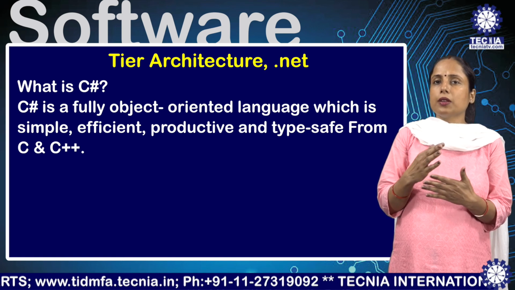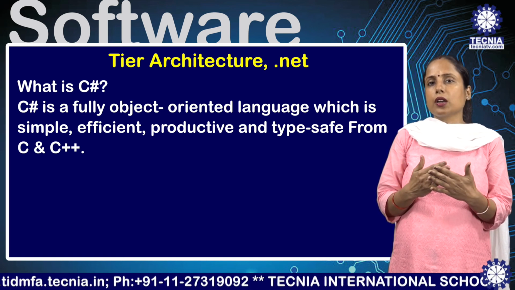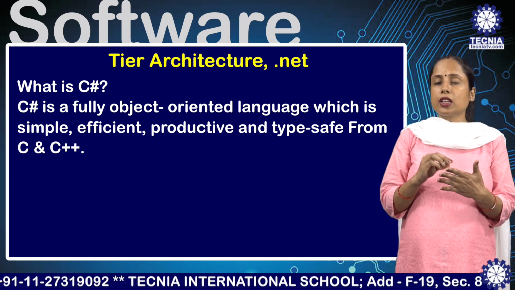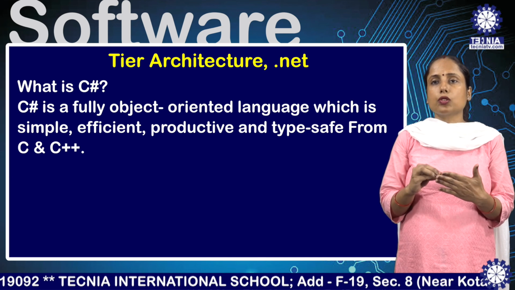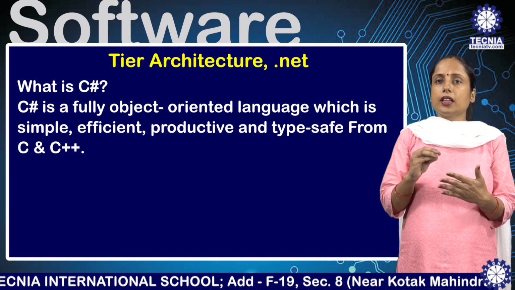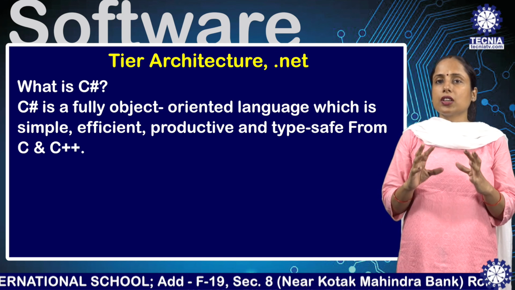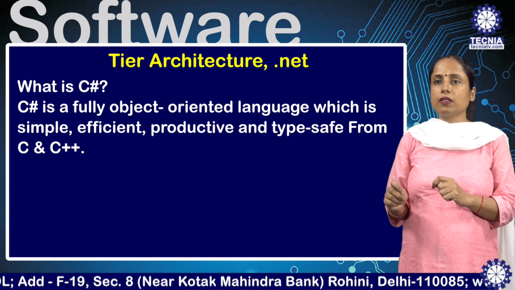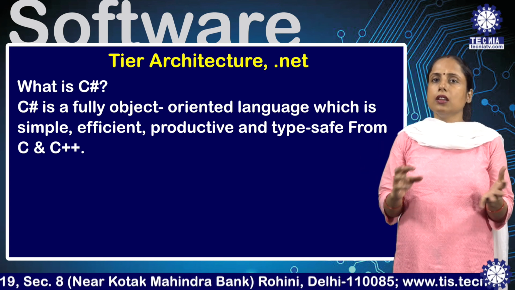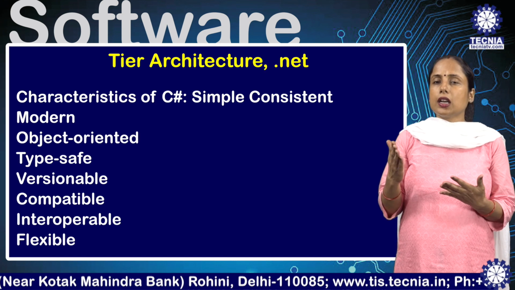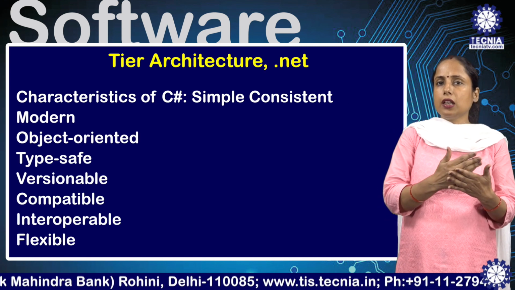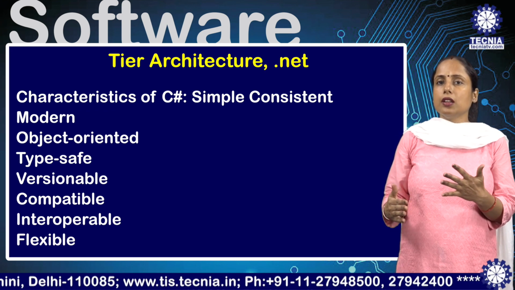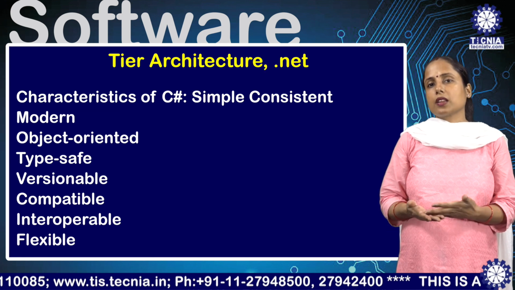But in C++, it is not necessary that we have to work with classes and objects. But in C#, it is necessary that everything should be in the form of classes and objects. That is why we say that C# is a fully object-oriented language which is simple, efficient, productive and more type safe than C and C++. The basic characteristics of C# are: it's simple, consistent, modern, type safe, versionable, compatible, interoperable and flexible.